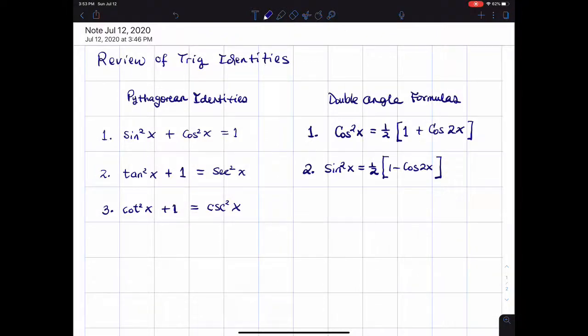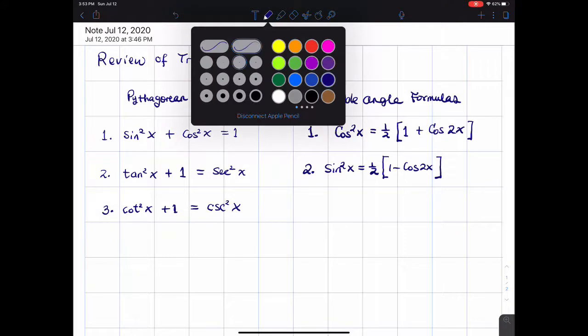Let's review some trig identities that you already know. Let's start with the Pythagorean identities. These identities came out of the Pythagoras theorem. The first one is that the square of the sine of x plus the square of cosine of x is equal to 1.